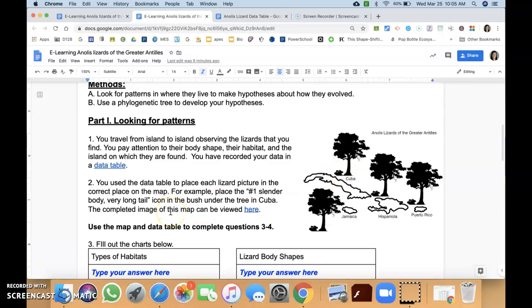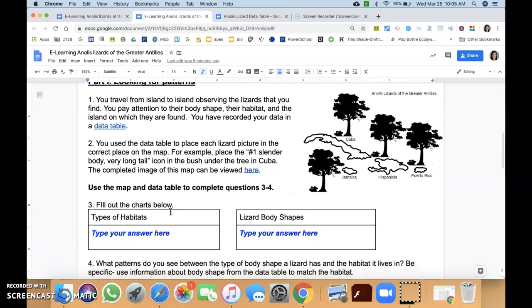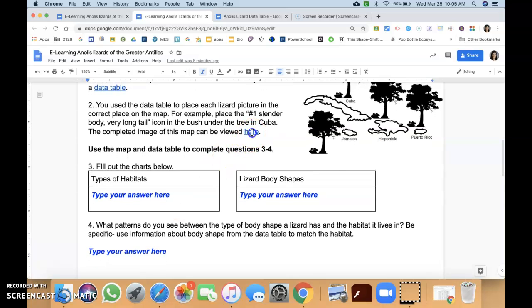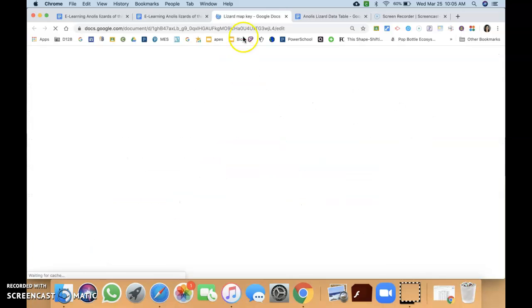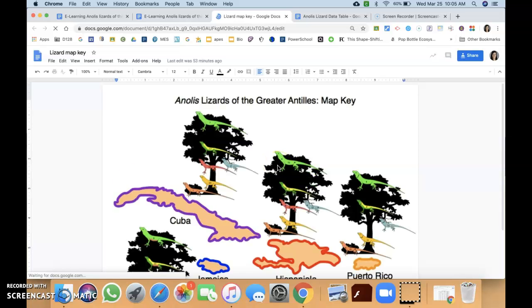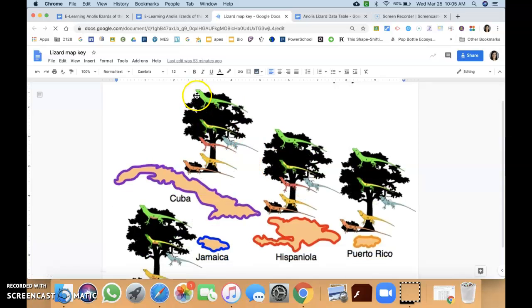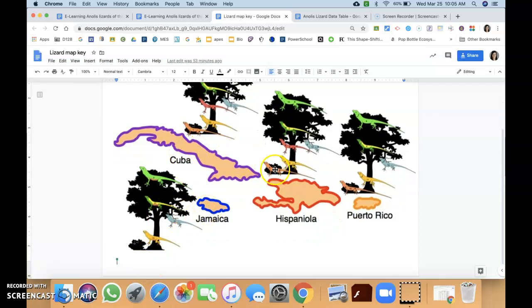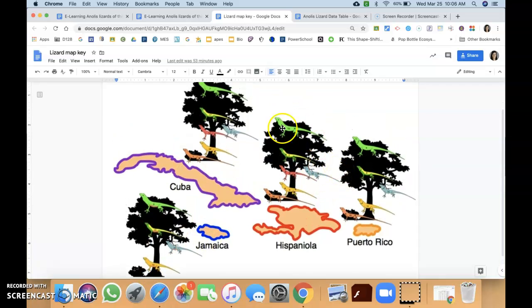So you're going to use that data as well as data from a map. We've taken that information and put all of those lizards on the map in each of the island's locations. So you can see, okay, look, that lizard number 7 that lives in the crown of the tree in Cuba is going to be positioned here, all the way down to some of the other lizards. And we did this with every single island. So you can look at some of the common characteristics that we see.